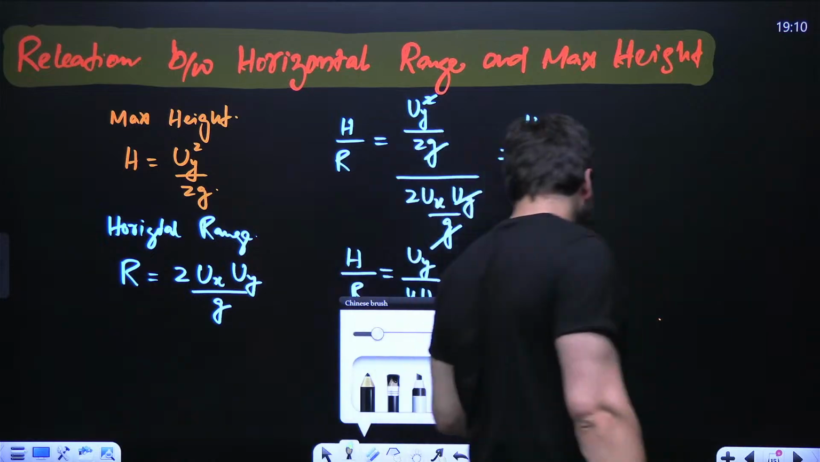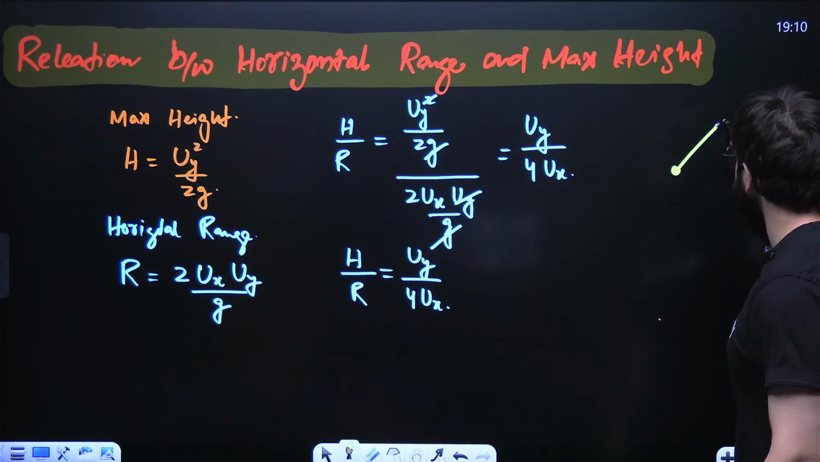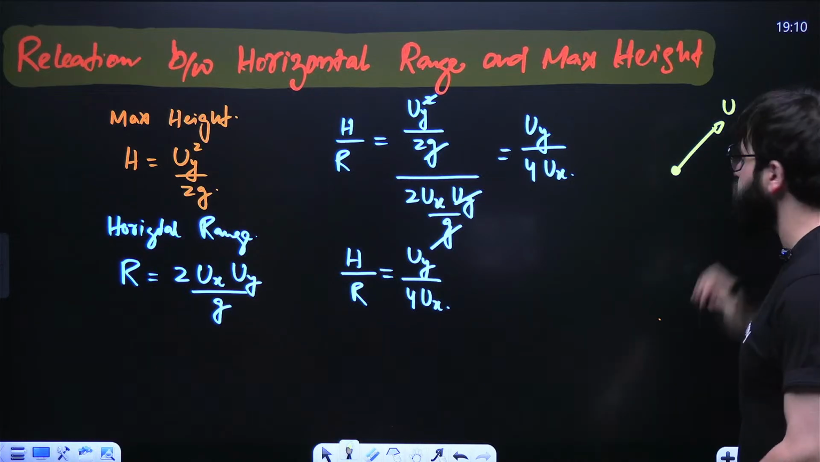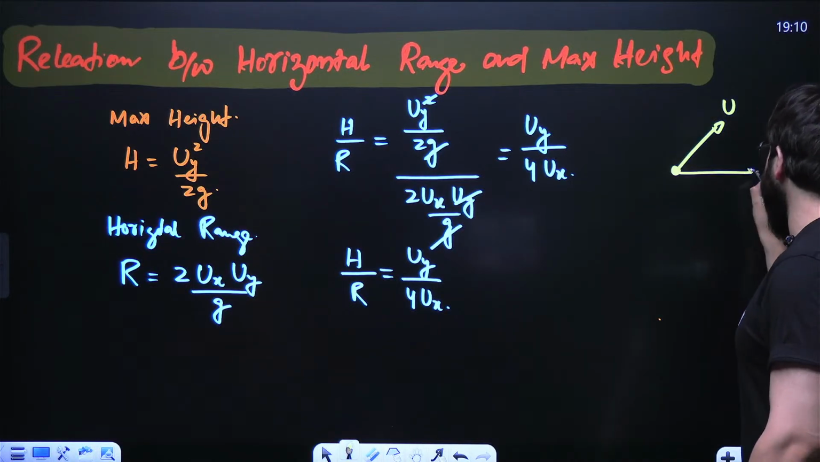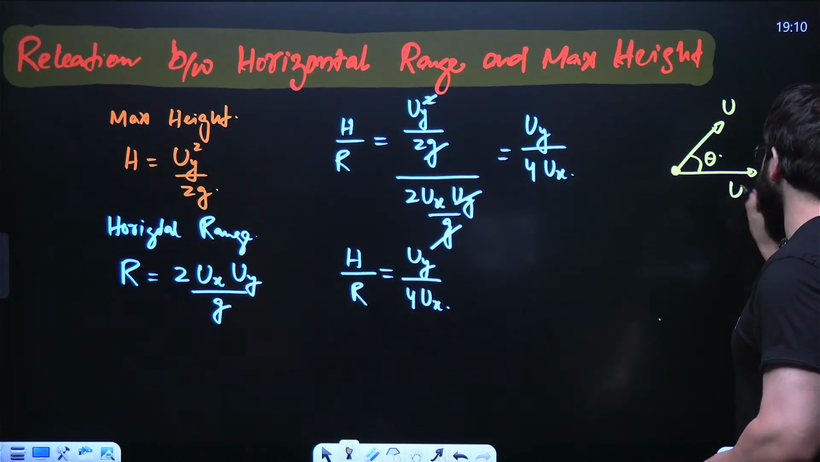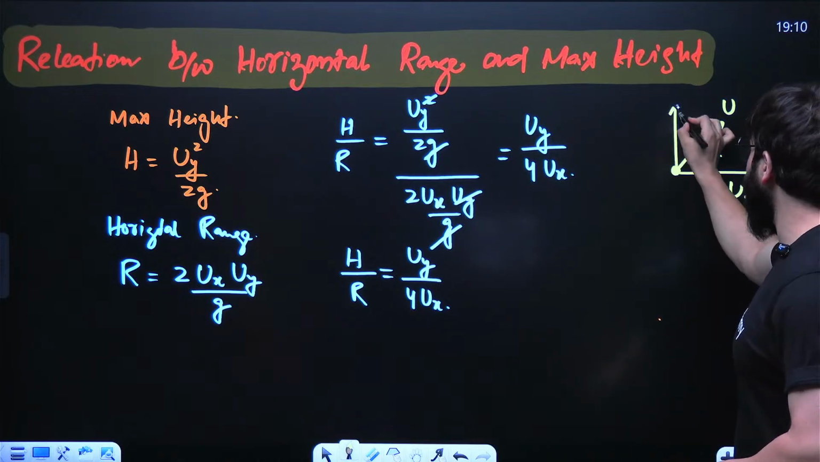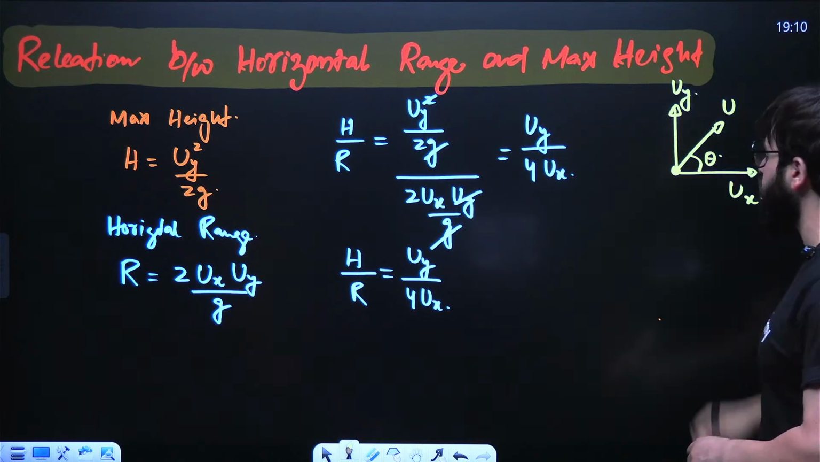Now, I have told you in the last class, if you remember, let's suppose you are launching a projectile with velocity u. If this is theta, then this is its ux component, and this one is its uy component.